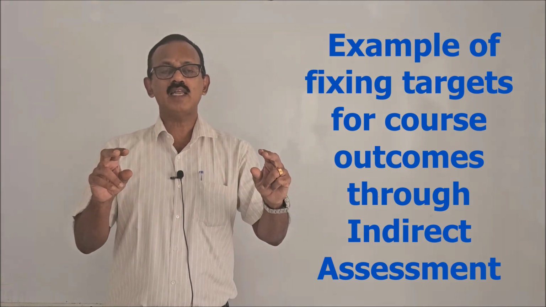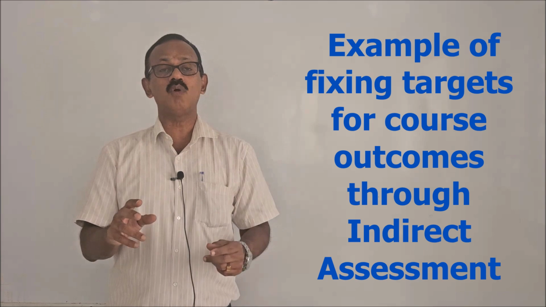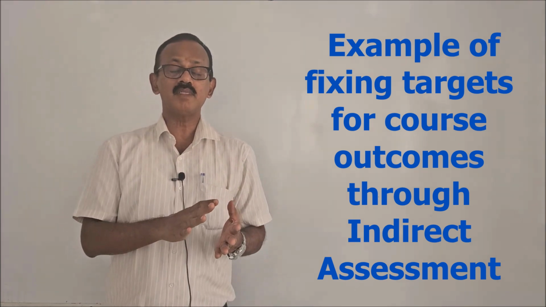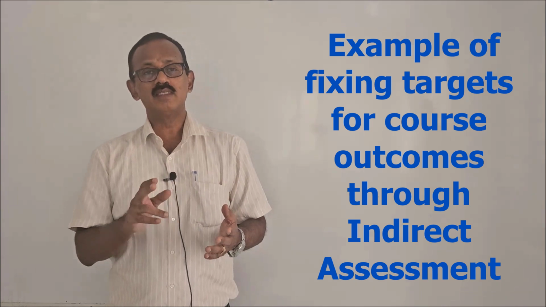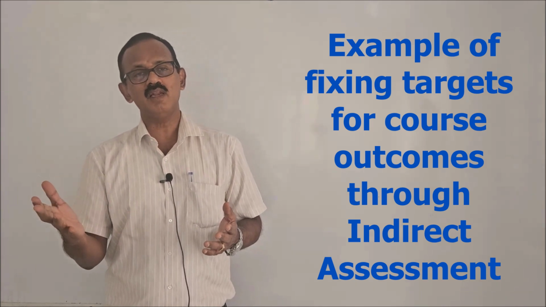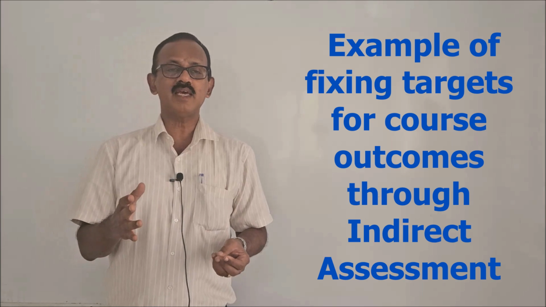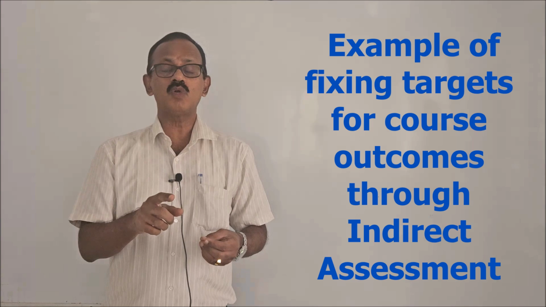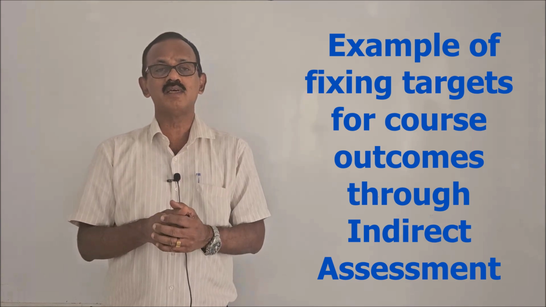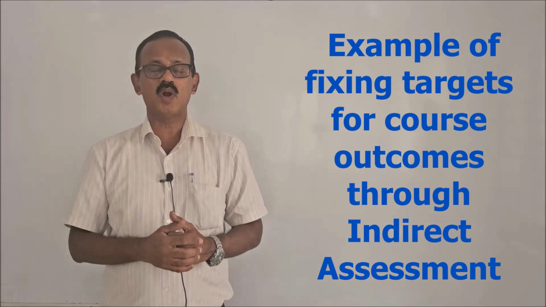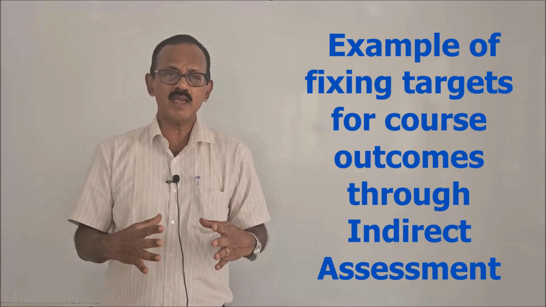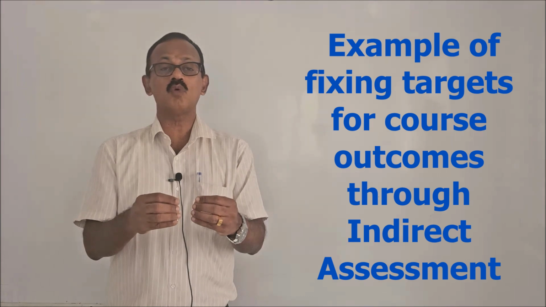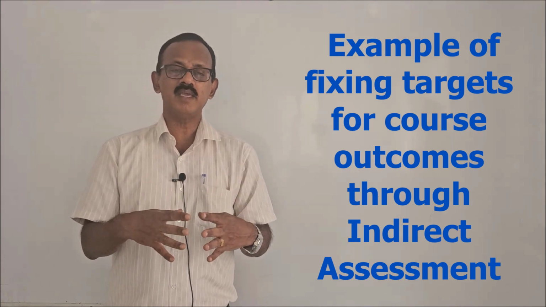If the attainment percentage is greater than or equal to 80%, it is level 3. If the attainment percentage is greater than or equal to 70%, it is level 2. If the attainment percentage through that survey is greater than or equal to, let us say, 60%, I will say that it is level 1. In this particular manner, for indirect assessment of course outcomes through the course end survey, the level is being fixed.